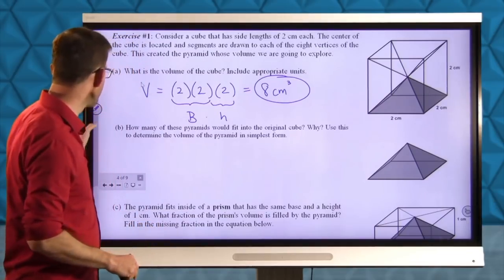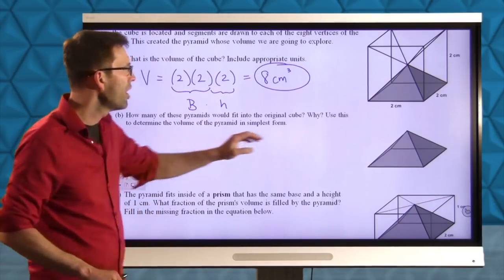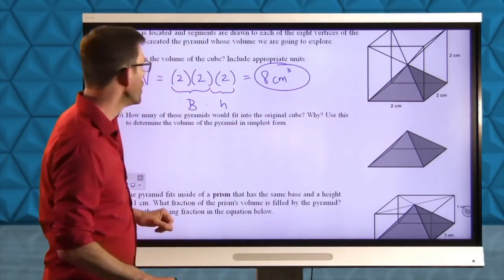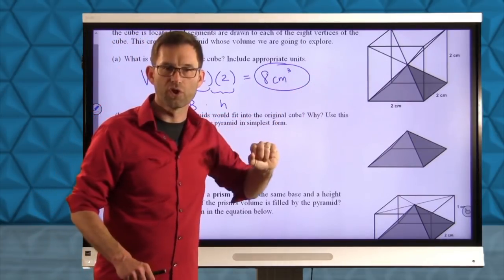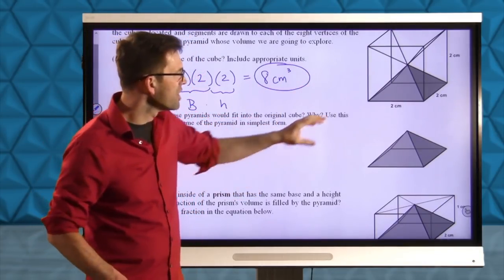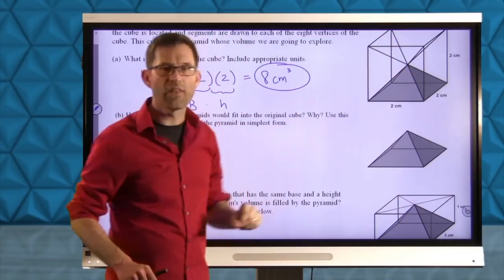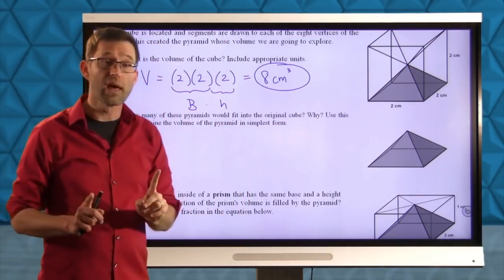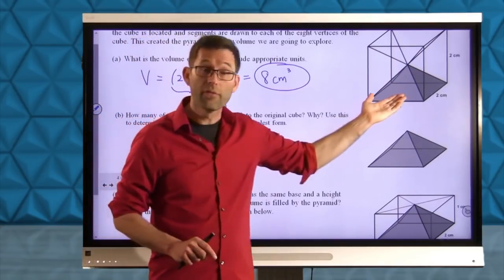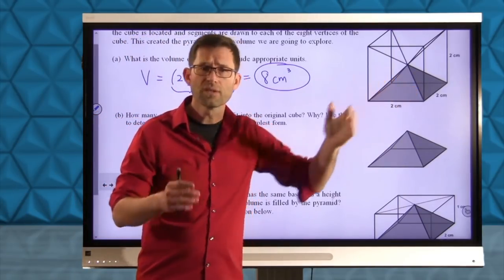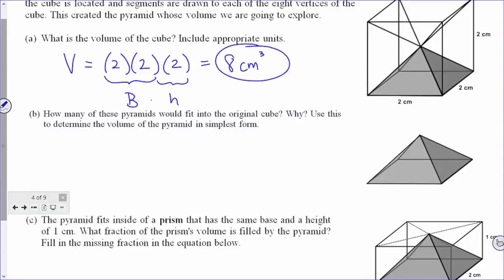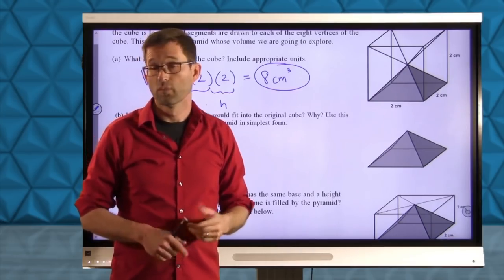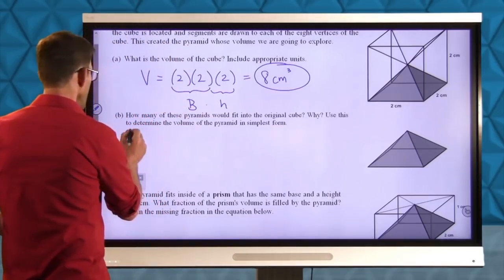Now, letter B: how many of these pyramids would fit into the original cube? Why? And then I'd like you to use that answer to figure out the volume of that pyramid. So take a moment to do that. All right, well, it's pretty easy.